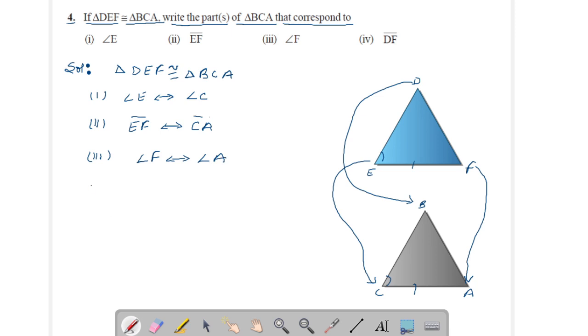Then fourth part, line segment DF corresponds to, DF, that is this line segment corresponds to BA. Line segment BA. The line segment DF corresponds to line segment BA.